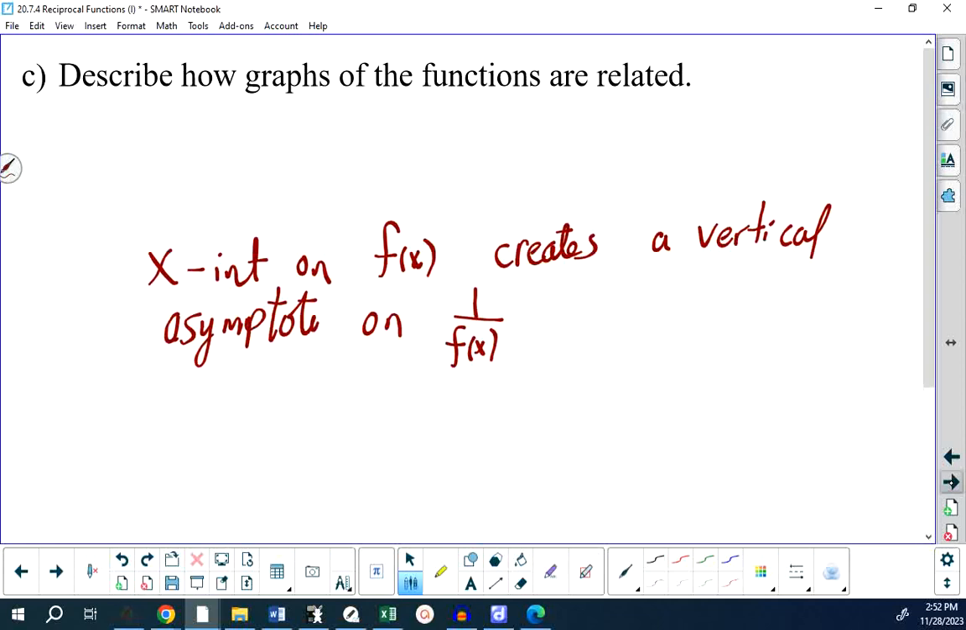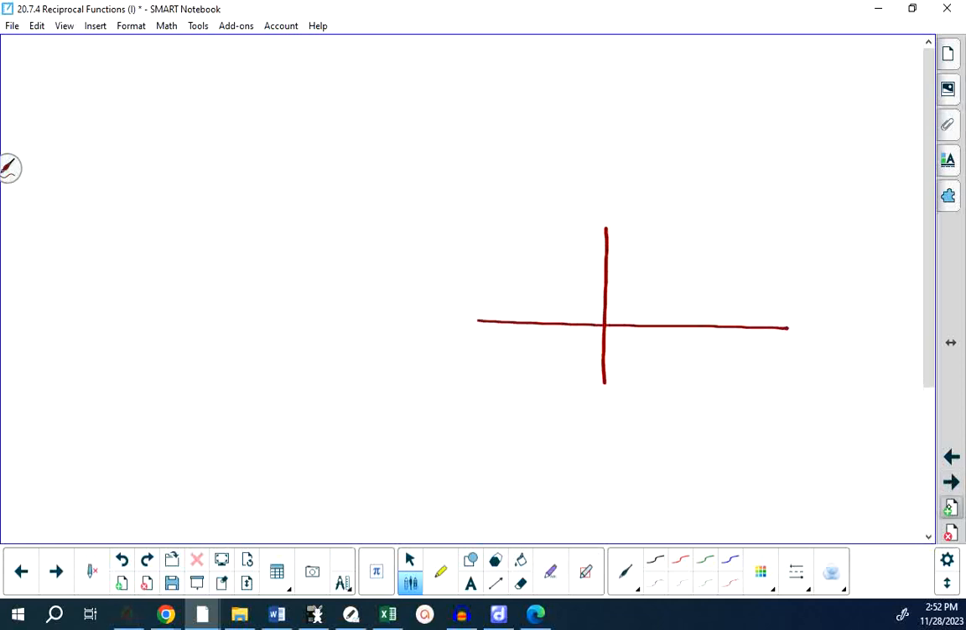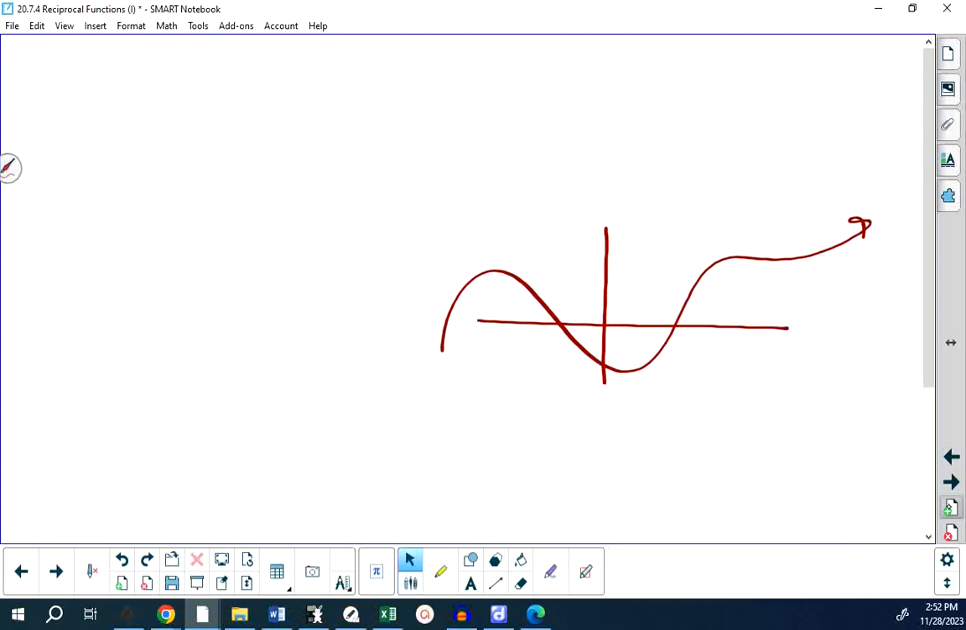There's a connection. It doesn't matter how many x-intercepts there are. I can tell you right now, and please don't write this down, I'm just trying to get you to think, that if I had this graph and I asked you to sketch the reciprocal function, there would be a vertical asymptote here, here, and here. Because the y coordinates at those points are 0 and you cannot reciprocate 0.